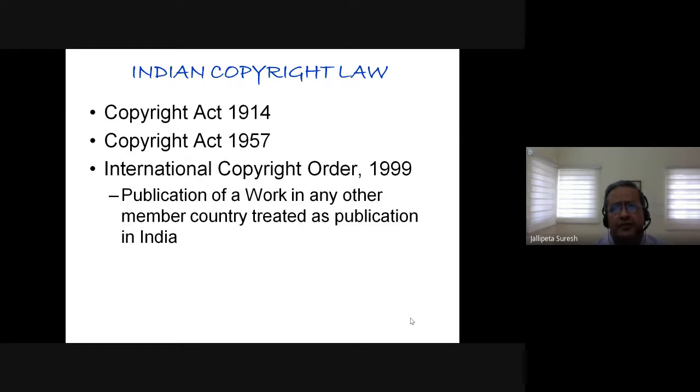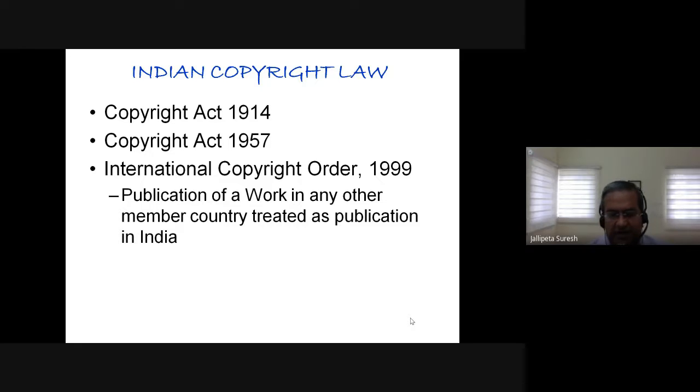Now, if you look at the Indian copyright law, we had a Copyright Act of 1914, which was amended post independence, in 1957, and that is currently in force, amended as late as 2012. In the year 1999, the Government of India passed an order under the Indian Copyright Act saying that publication of a work in any other member country is treated as publication in India.